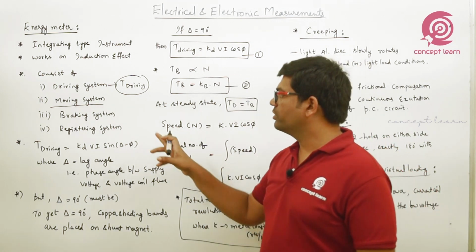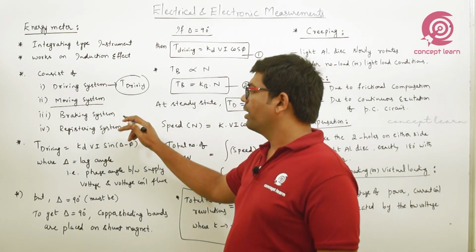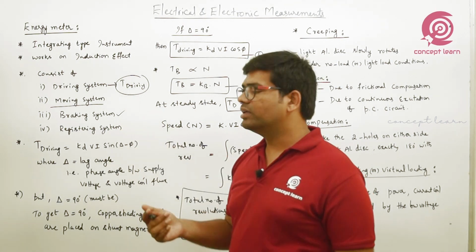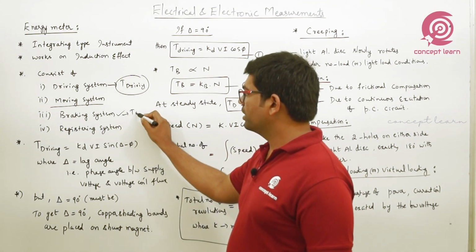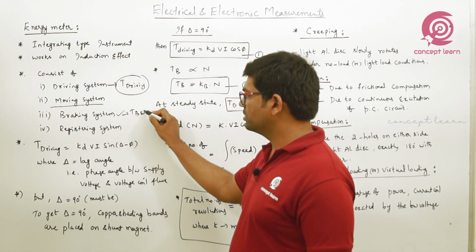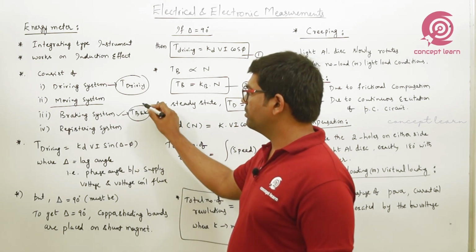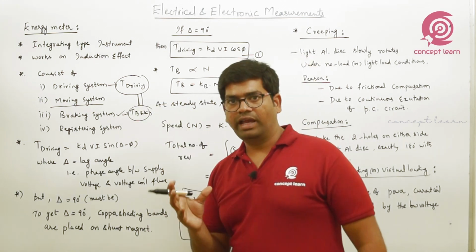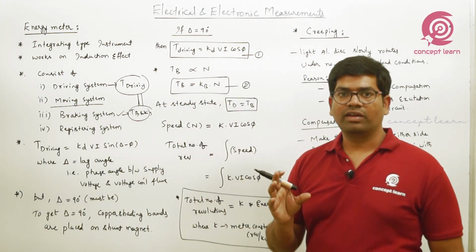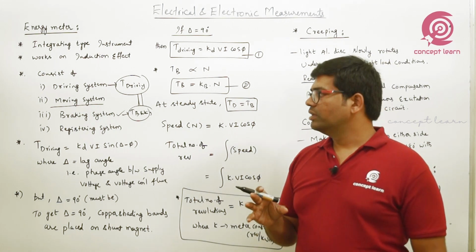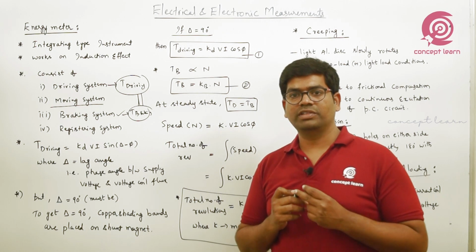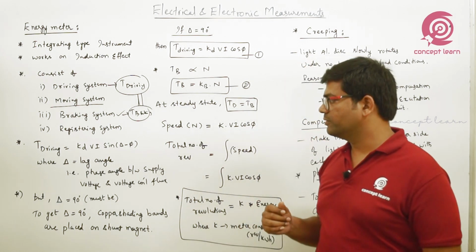It is rotating because of the amount of driving torque. Again, the braking system we are using is a magnet which is producing braking torque. Whenever braking torque and driving torque are both equal, then the light aluminum disc is rotating at constant speed. Based on the revolutions made by the light aluminum disc, we are measuring the energy.